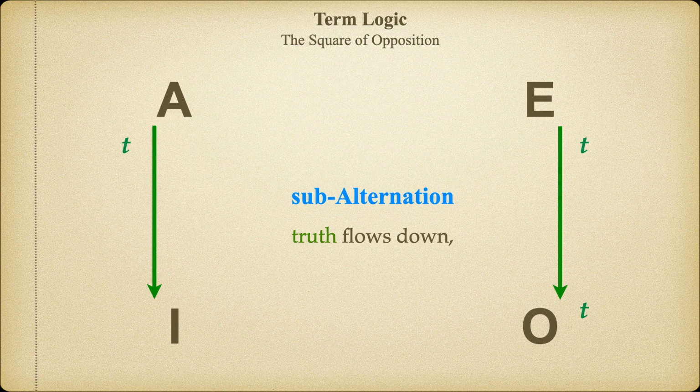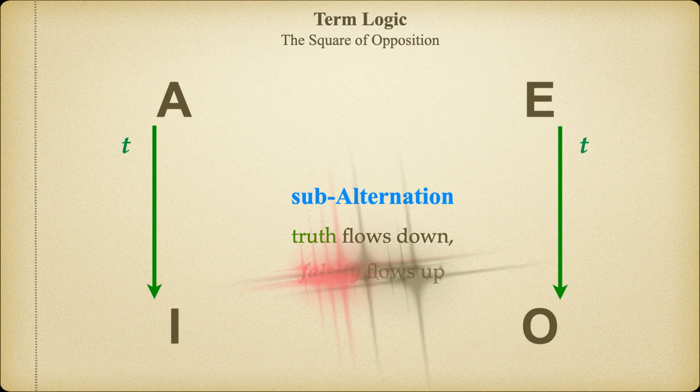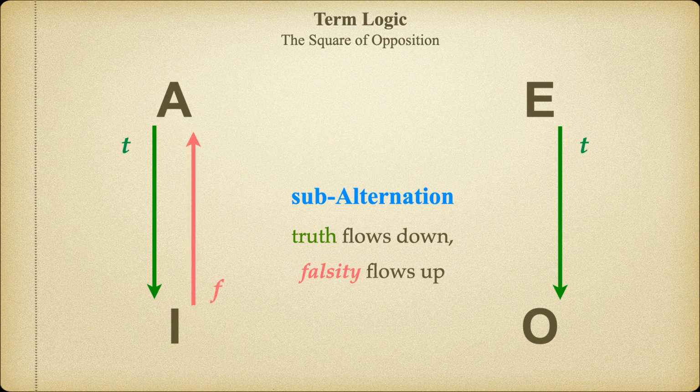The truth of the universal entails the truth of the particular. But in sub-alternation, the inverse is not the case. If it's true that one dog has a tail, it doesn't follow that they all do. Truth only flows down in sub-alternation, never up. However, falsity does. If it's false that there's at least one dog that has a tail, it certainly must also be false that they all do.